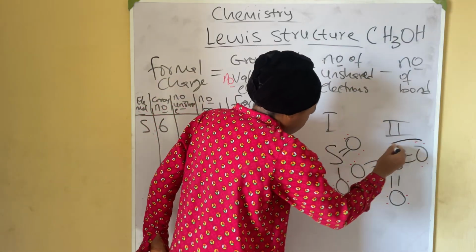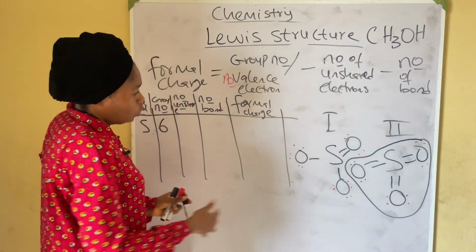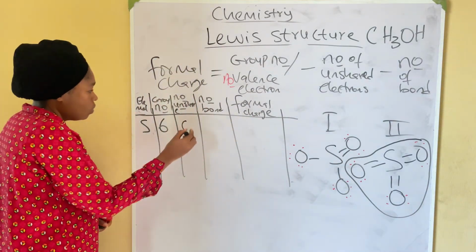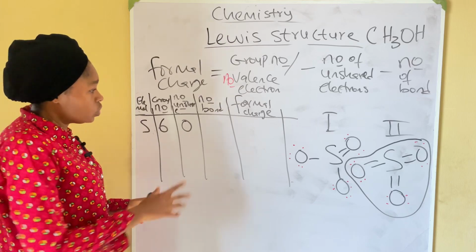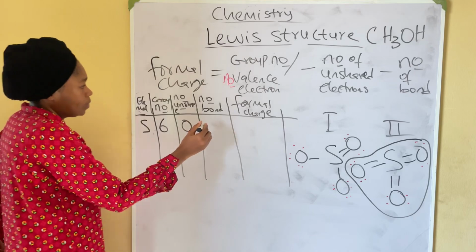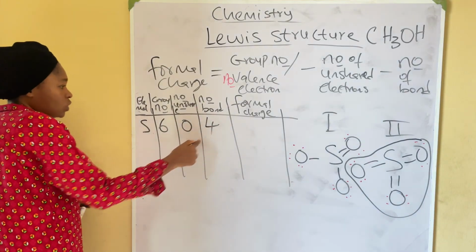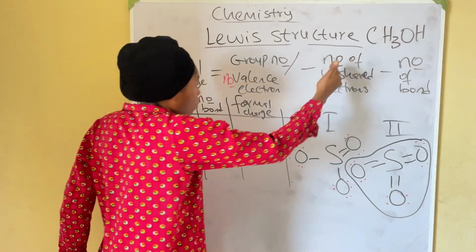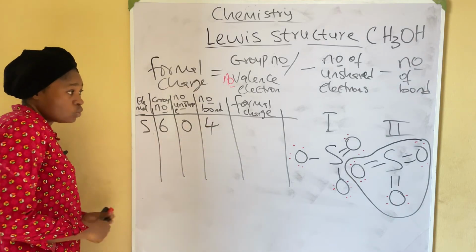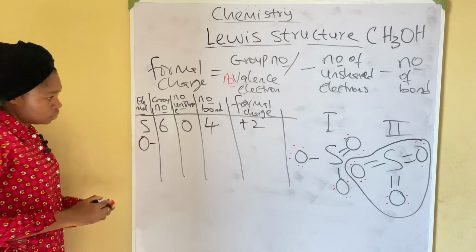This is the second structure. Let's not mix it up. So this one is the first structure. This sulfur does not have any dots, any unshared electrons. So number of unshared electrons is 0. How many bonds does this sulfur have? Let's see. 1, 2, 3, 4. It has 4 bonds. So what should be the formal charge? 6 is the group number, minus number of unshared electrons, minus bonds. So 6 minus 0 is 6. 6 minus 4 is 2. Positive 2.